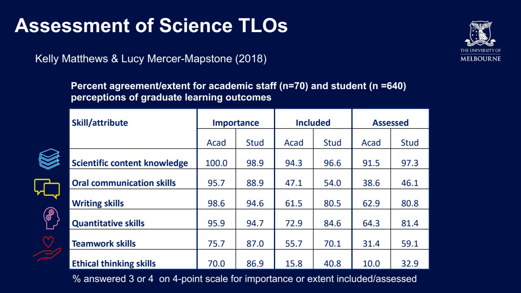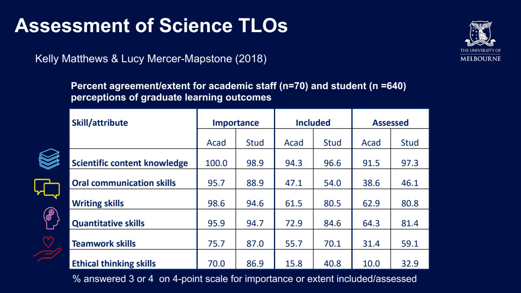These learning outcomes also form the basis for the Science Student Skills Inventory, which is a quantitative survey tool designed to evaluate the perceptions of different skills aligned with the science TLOs from a number of perspectives. A number of studies have used this inventory over the past decade or more, and the particular results I'm presenting here is the work of Callie Matthews and Lucy Mercer-Mapstone, where they were considering the degree of convergence between academic and student perceptions of these skills.